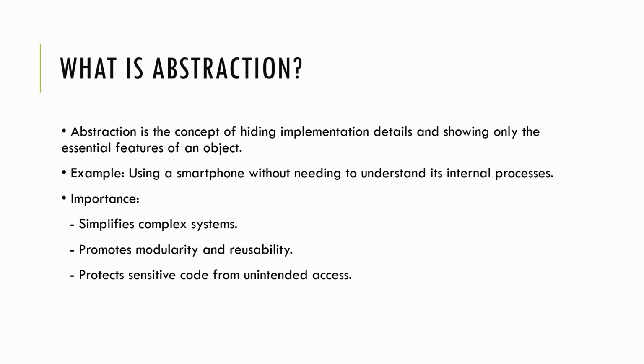First, let's define abstraction. Abstraction is the concept of hiding the complex implementation details of a system and exposing only the essential features. For example, when you use a smartphone, you interact with apps and features, but you don't need to understand how the hardware or software works internally. This simplifies the user experience and focuses only on what's necessary.